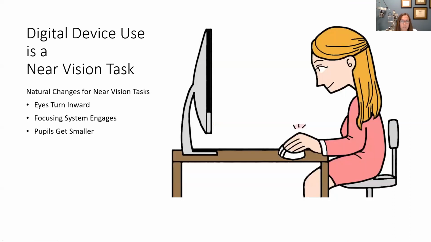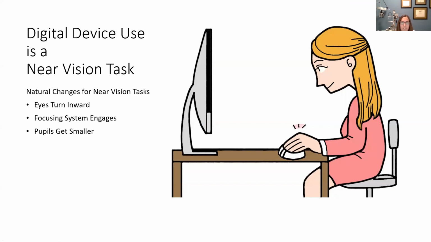So again, the focus of this talk today is about digital device use and your eyes. When I'm talking about digital devices, I'm really talking about any electronics with a screen. So this could be a desktop computer, laptop, cell phone, tablet, anything electronic with a screen. When we're looking at a digital device, we're looking at it up close, so we can essentially think of it as a near vision task.